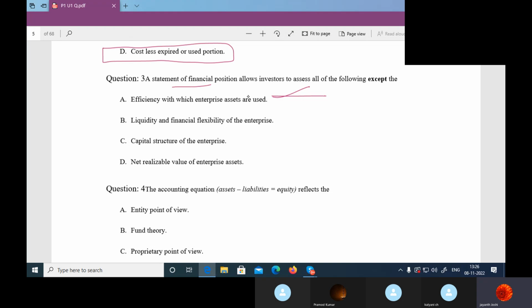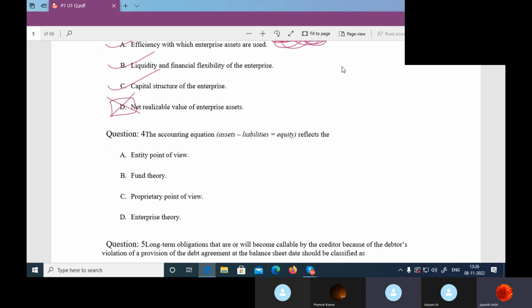Efficiency with which enterprise assets are used. That means how you are using the assets every year, removing the depreciation and everything from that. Correct? So a statement of financial position allows investors to assess all of the following. We see how efficiently the enterprise is using the asset. We also know about the liquidity and financial flexibility of the enterprise. We know about the capital, but the net realizable value of enterprise assets we don't know from the balance sheet. We know it from the market. Correct?